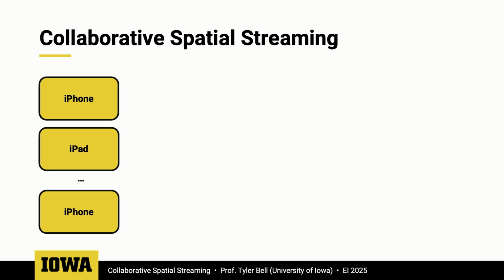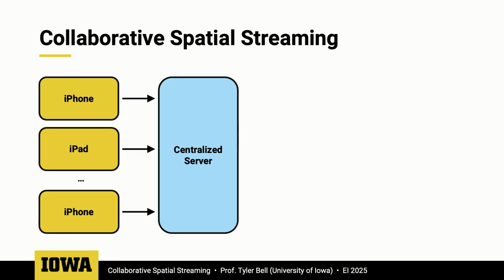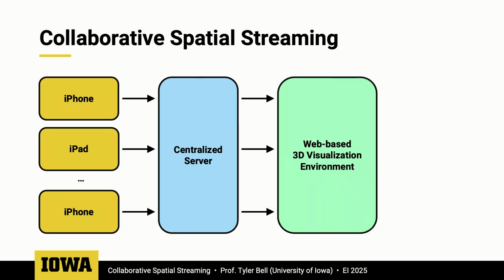In our collaborative spatial streaming system, we have N devices. In this case, iOS devices, so we can use a LiDAR. We send all the data to a centralized server, and we forward that to a web-based visualization environment. In this case, we're building this on Three.js. It's a 3D library for the web. Supports desktop, mobile, WebXR, 3D displays, for example, the Looking Glass display. So we can output this 3D content on a variety of devices, or we can send the 3D content from one device to another. So we can do many to one or many to many.